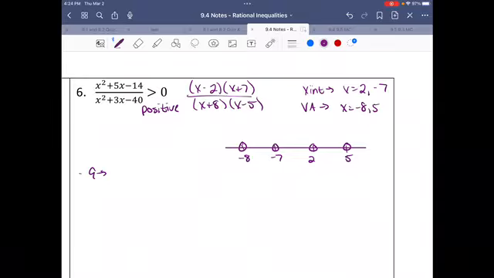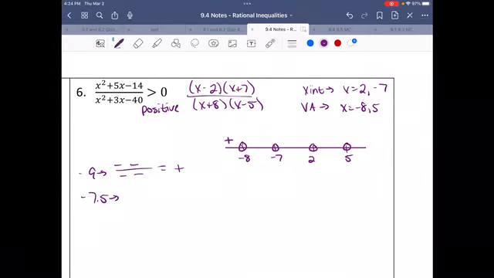So test a number less than negative 8. We're just going to plug it in here. So negative 9 minus 2, negative. Negative 9 plus 7, negative. Negative 9 plus 8, also negative. And negative 9 minus 5 is negative. So 4 negatives, that makes a positive.